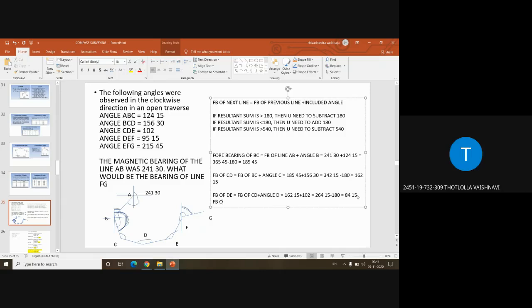Then forebearing of EF is equal to forebearing of DE plus angle E. Forebearing of DE is 84 degrees 15 minutes plus angle E is given as 95 degrees 15 minutes. So what is the answer?